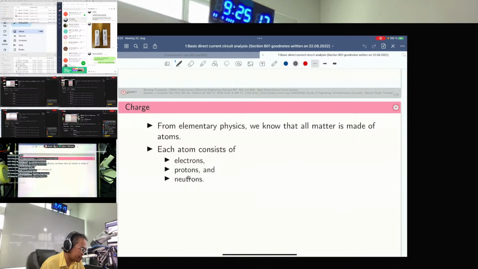In the nucleus there will be mainly two kinds of particles. The first type is proton, and the second kind is neutron. Proton has the same value of charge as the electron, but proton has a bigger size. Proton is bigger than electron, and proton doesn't usually move, except when you try to decompose the nucleus of an atom.